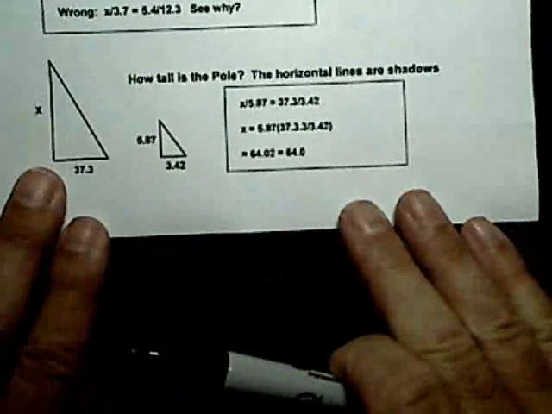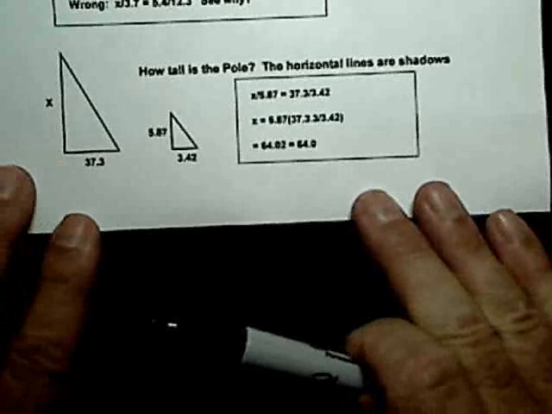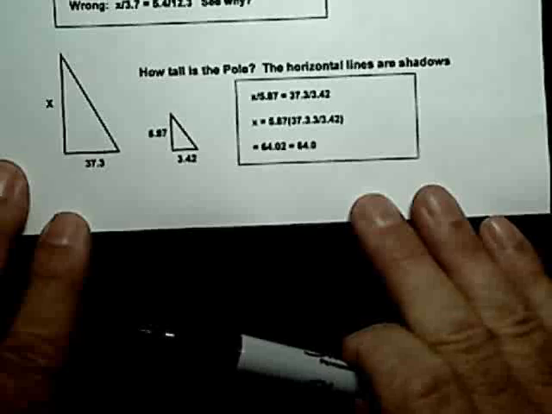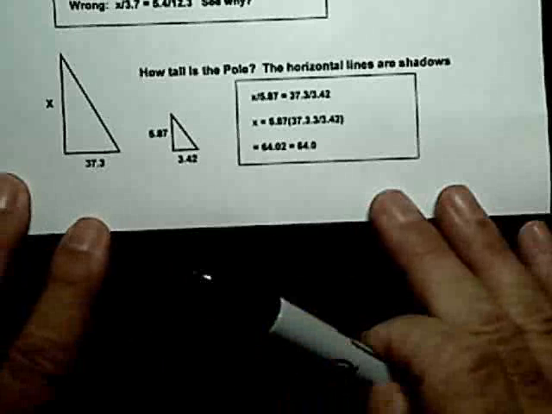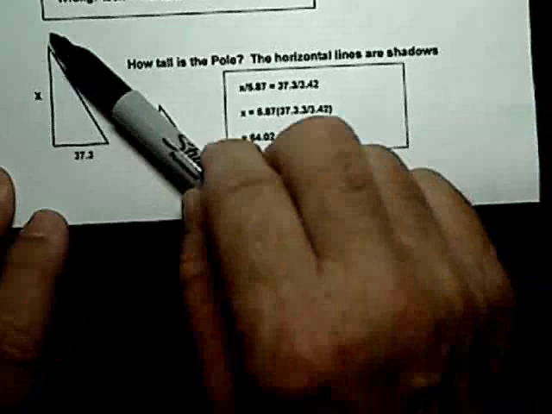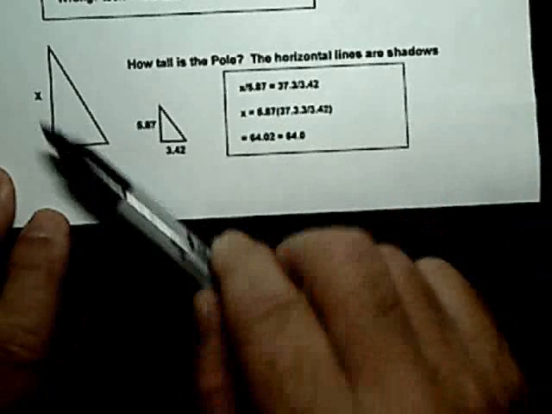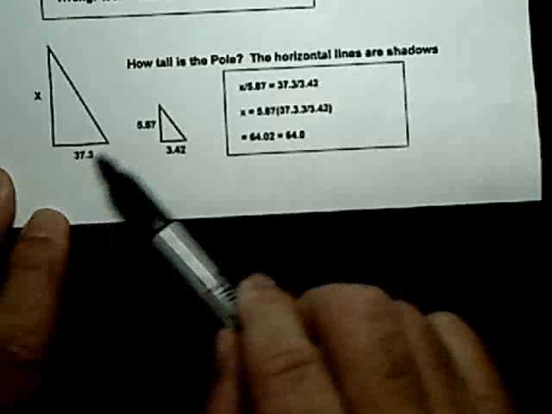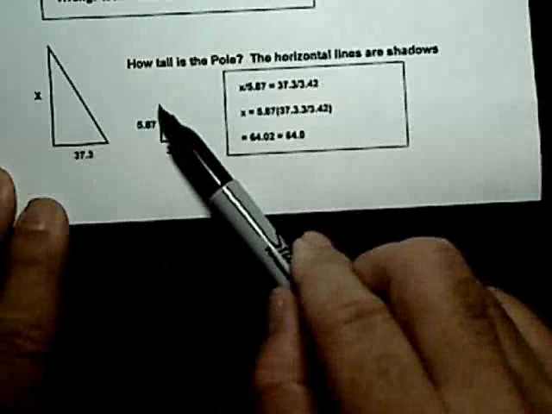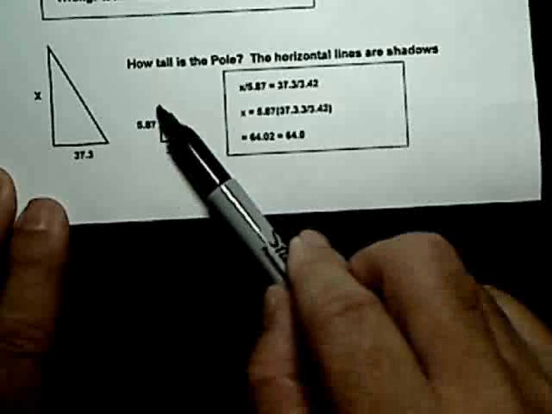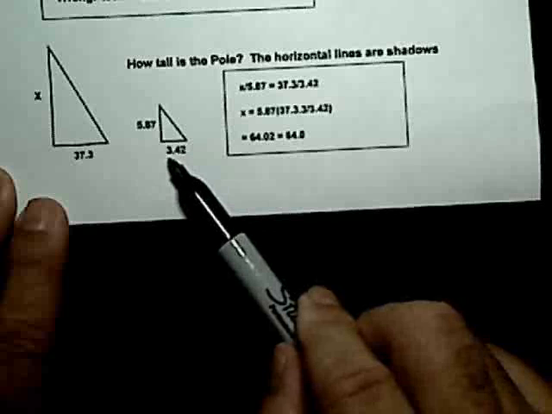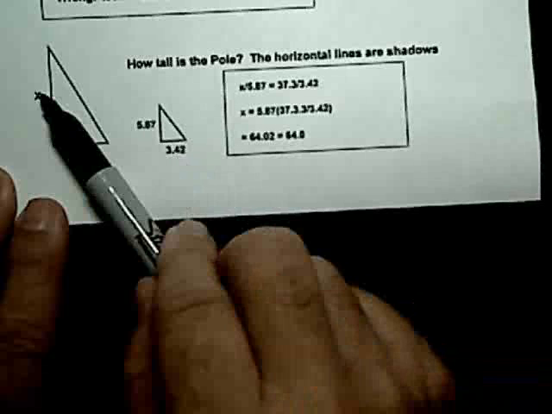Here is another example that might come up. There are many, many situations where similar triangles arise. And it's wonderful when that happens because they're so easy to solve. Just here's a quick example. You've got a flagpole or some kind of a pole here. And there's a sun shining, it casts a shadow, 37.3. Let's say it's feet. And then you've got another pole here. Maybe it's a human being standing here. 5.87 is the height. And it casts a shadow 3.42. The question is, how tall is the pole?